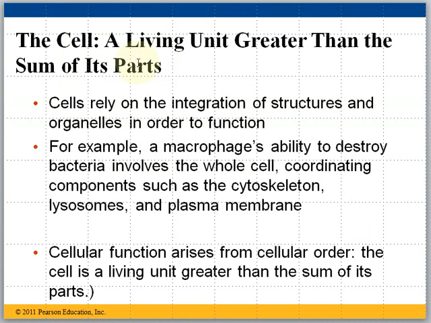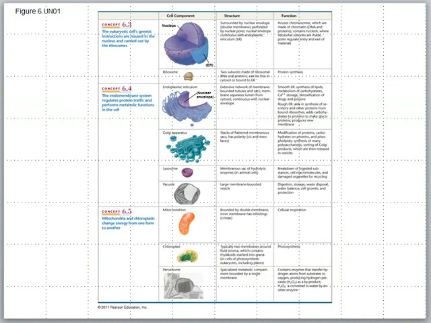So the last part says that a cell is a living unit greater than the sum of its parts, and that's really true. Cellular function arises from cellular order, and the cell and what it does is a function of that order. So let's wrap it up. We do have a summary at the very end of the chapter. The textbook always does a great job with a summary. So here's a quick summary of all these organelles that we've looked at.